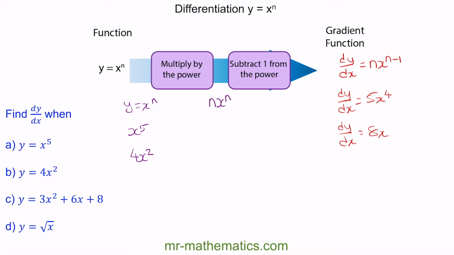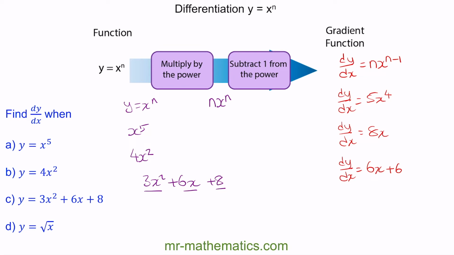Okay, so for part C, we have 3x squared plus 6x plus 8. So we work out each term in sequence. So we begin by multiplying the 2 by the 3, and we get dy by dx is equal to 6x. We take away 1 from this power, so it becomes 1, so we just have 6x. For the next term, we have x to the 1 times the 6, so this becomes 6. And then we take away 1 from this power, so it becomes 0. So all of this becomes 1. So we just leave it as 6x plus 6.